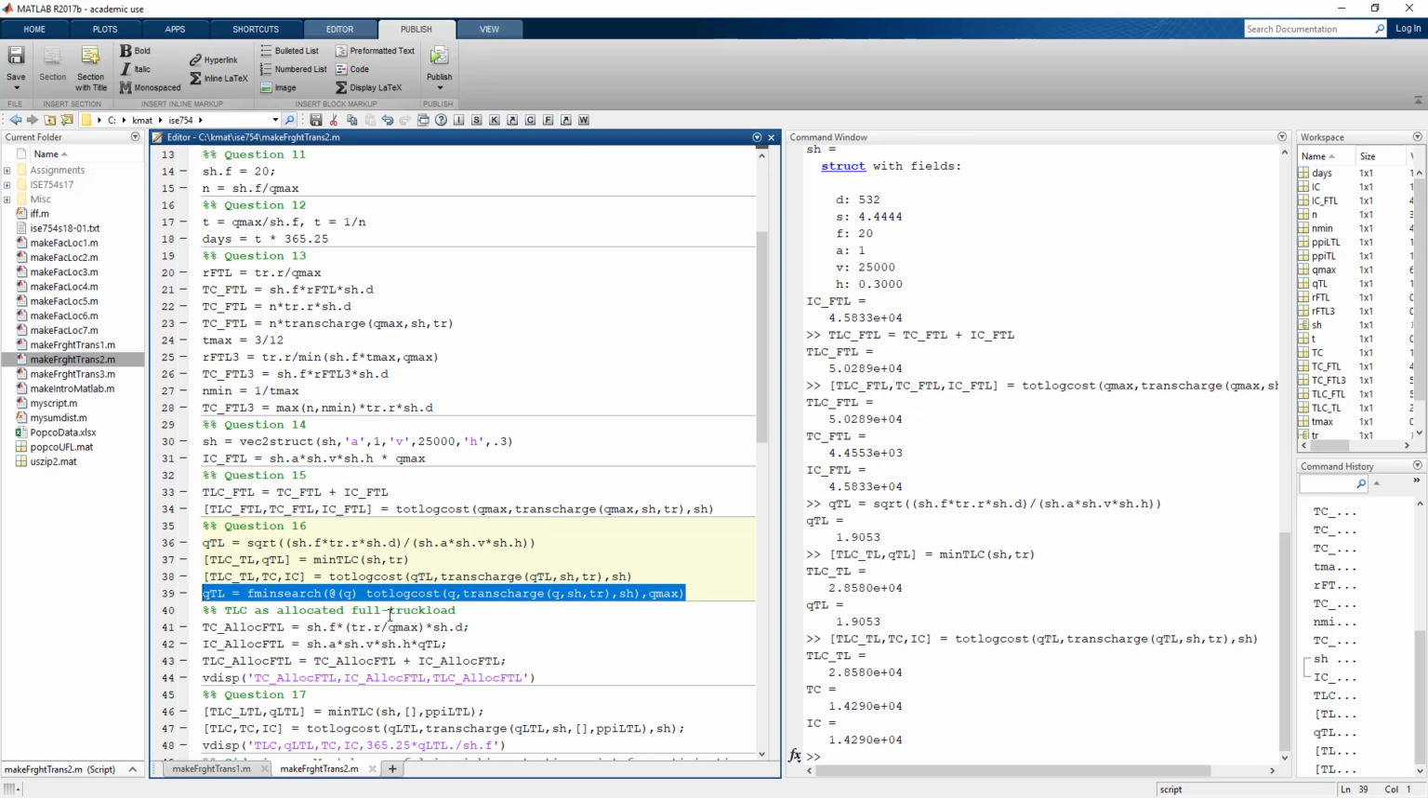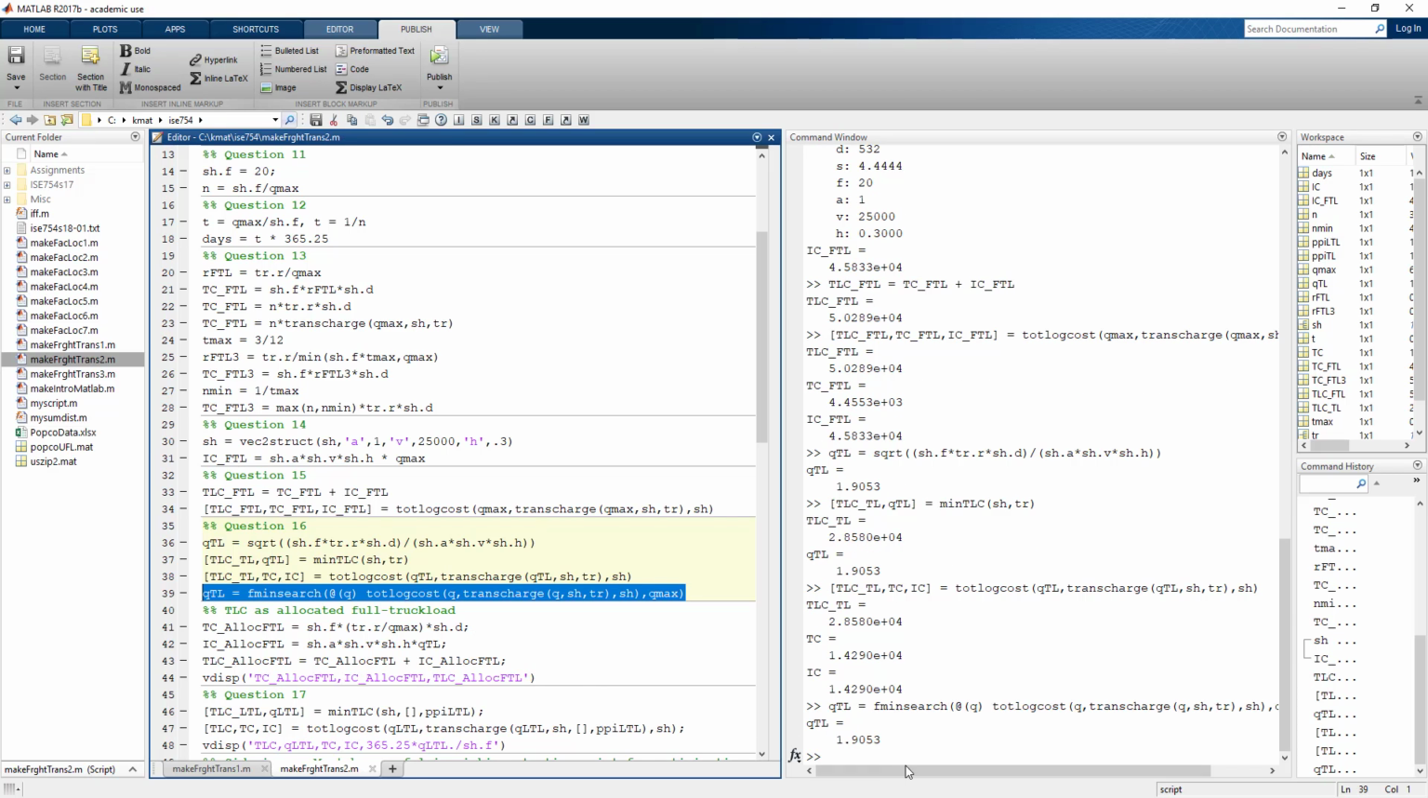And for this particular one, instead of using the formula, we could get the same optimal result by calling fminsearch and then passing this as a function handle to the optimization. In this case, it's not really necessary to do this search because we have an analytical formula that gives us an optimal. And as we'll see with less than truckload, when we try to combine both less than truckload and truckload, there are actually two separate minima.